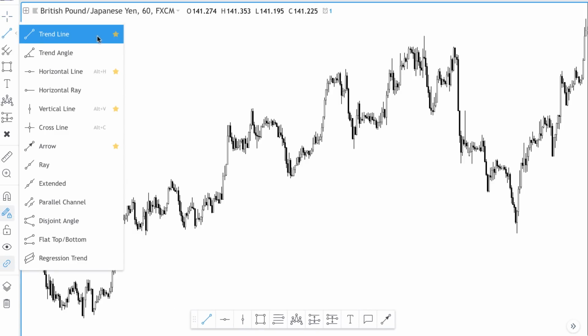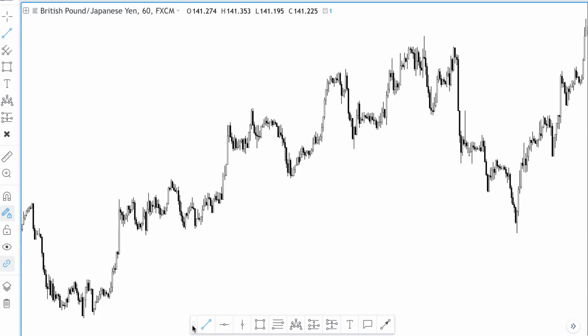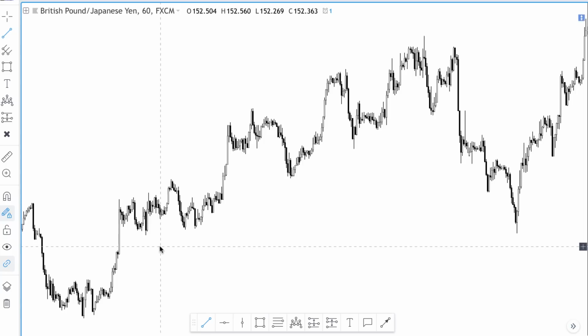I have also set it here. When you click on the star, it goes to your quick launch bar, and then once you click it, it is active. And you can see here in this period, you have a trending market, not a super strong trend, but there is clearly a trend.